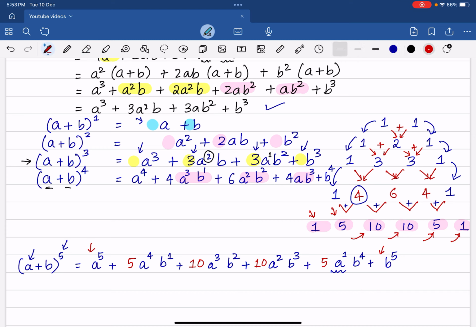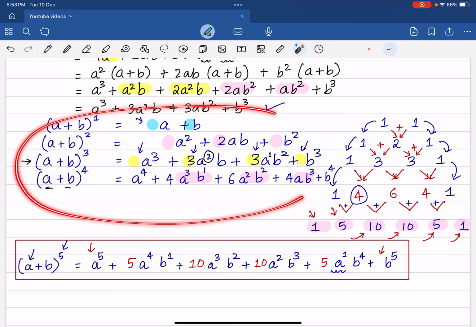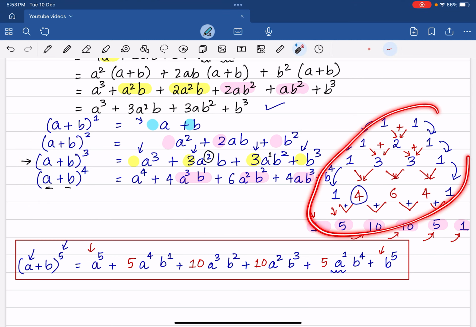I hope you all have also gotten the same expansion answer after you tried it on your own, looking at the pattern that we observed in the previous cases. Yeah, this pattern and this pattern.